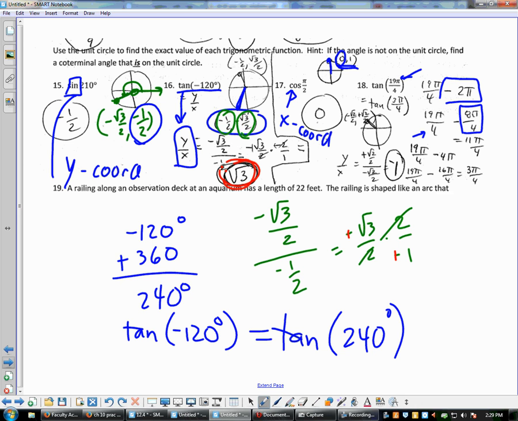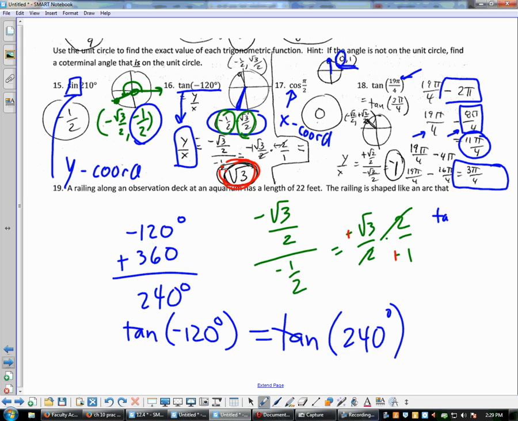I got a common denominator now, so I can subtract, and 19 pi over 4 minus 8 pi over 4 is 11 pi over 4. Unfortunately, that's still not on our unit circle, still too big, so we are going to subtract another 2 pi, or you could say 19 pi over 4, my original, minus 4 pi. So that's 19 pi over 4 minus 16 pi over 4, and that gives me 3 pi over 4.